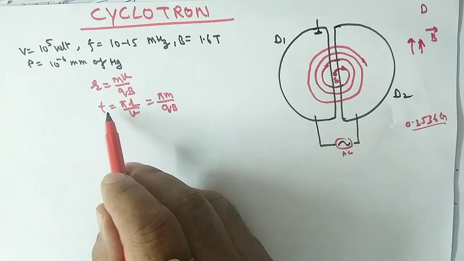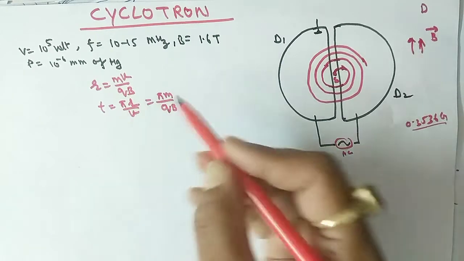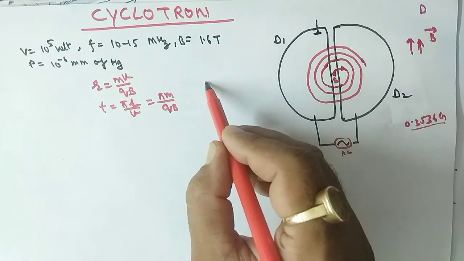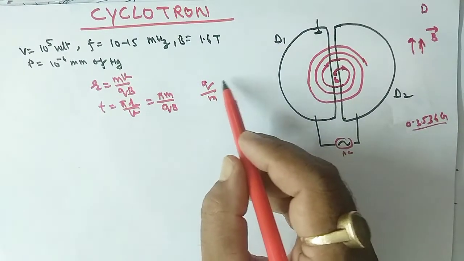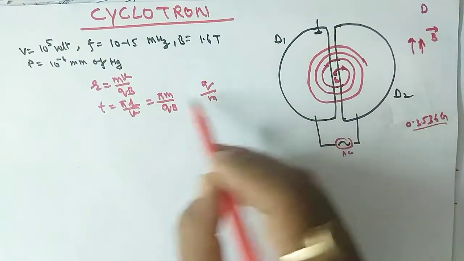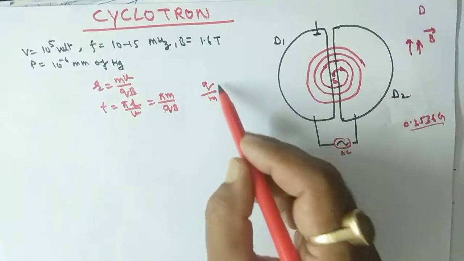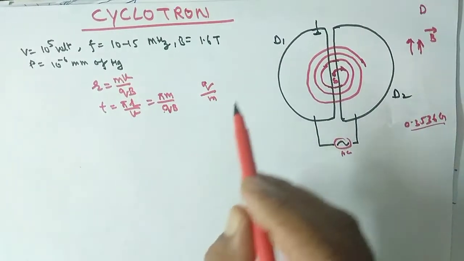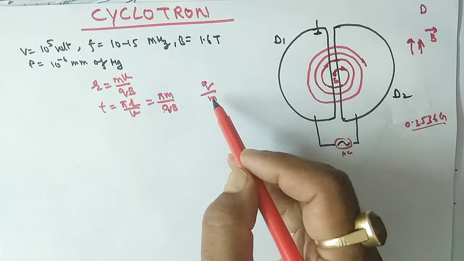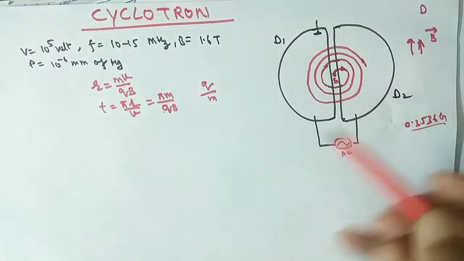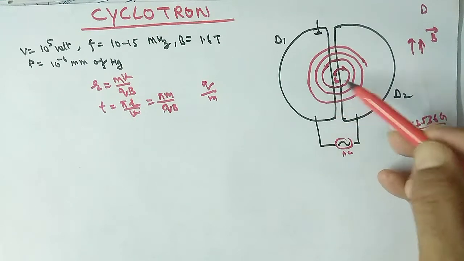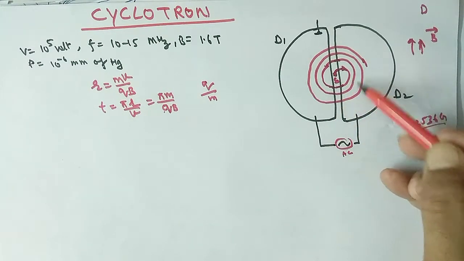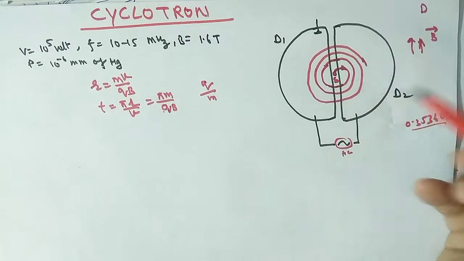Frequency or the time period both depend only on the charge to mass ratio, Q upon M. Only on this ratio, Q upon M. Clear? Q upon M only. So in this way it starts moving, and every cycle it gains more speed and more kinetic energy.